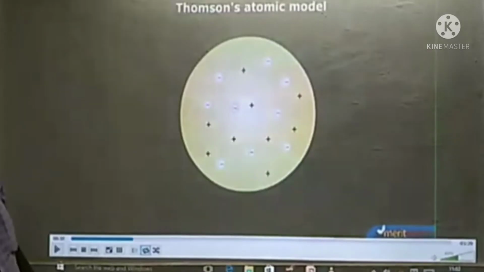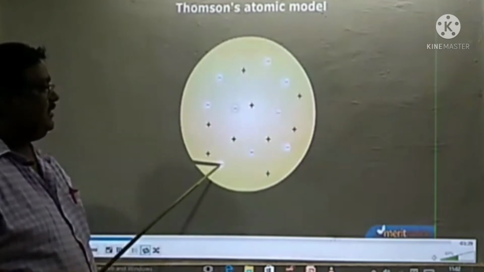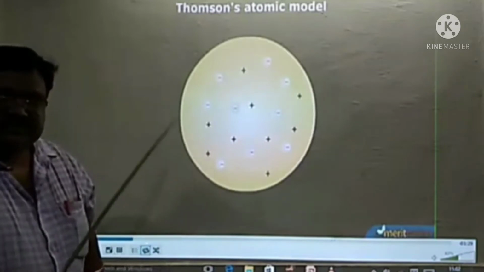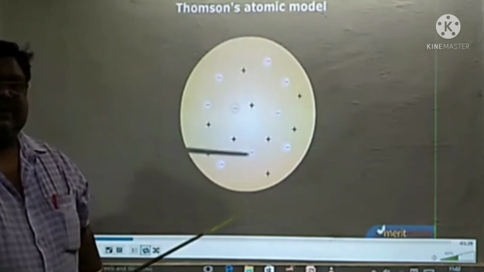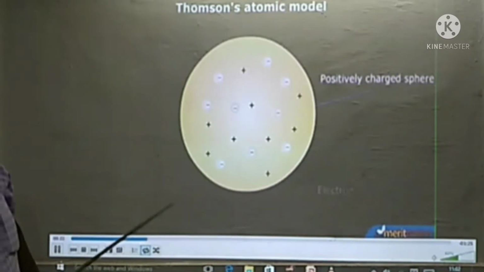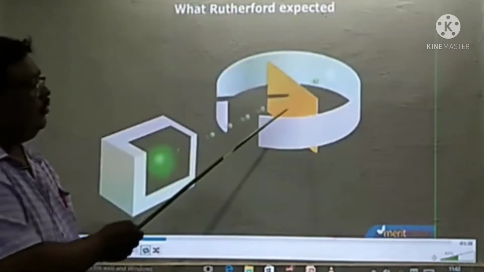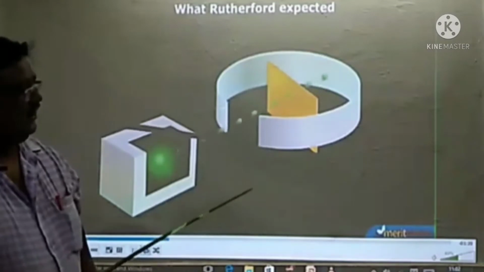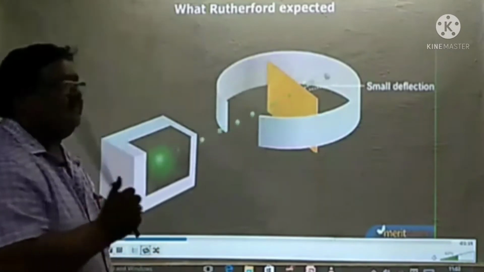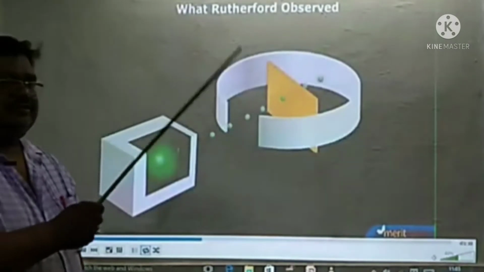According to Thomson's atomic model, an atom is a positively charged sphere inside which electrons are embedded. If this is the correct picture of an atom, then Rutherford expected that most or all of the alpha particles would go straight, or if at all there was any deflection, it would be a very small deflection. However, Rutherford observed something different.